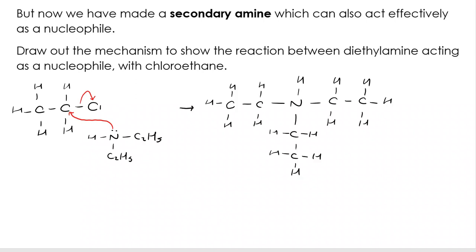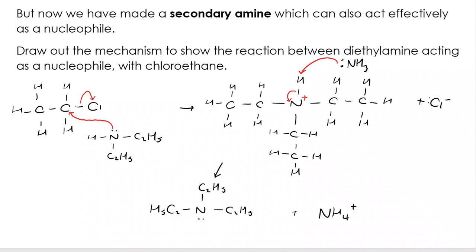I go to my intermediate, looking a little bit more complicated now. Remembering once again that this nitrogen is positive, so I'm going to need to stabilize that. I'm going to add ammonia once again. The ammonia acting as a base is going to take this hydrogen, which is going to cause the N-H bond to break, electrons moving in to discharge the N. I've also got a chloride ion made. That then takes me to the product.